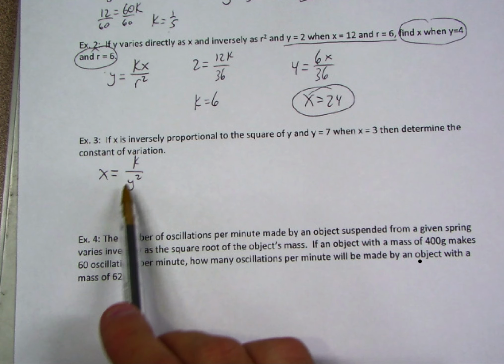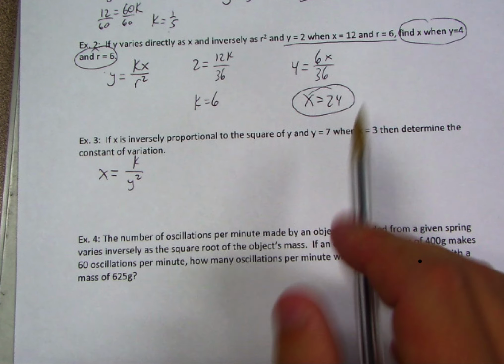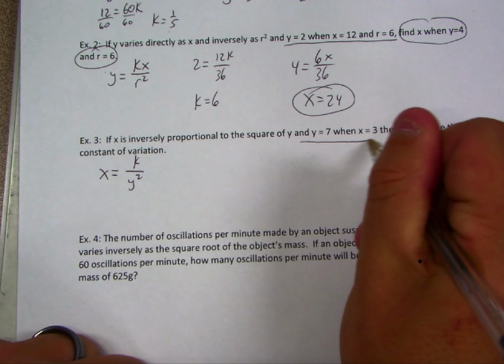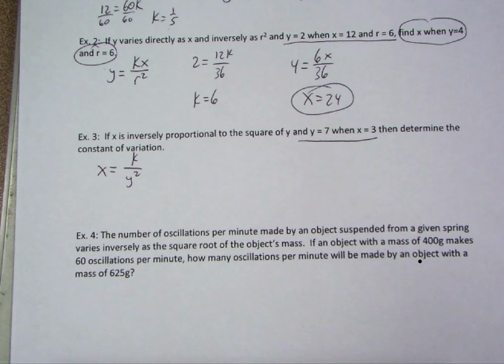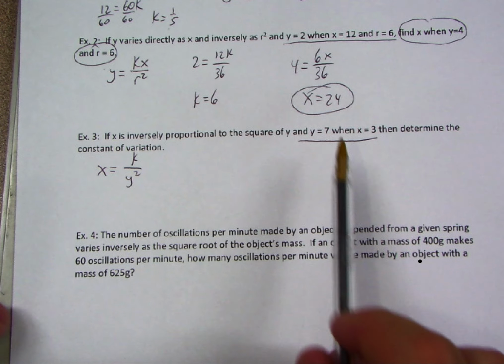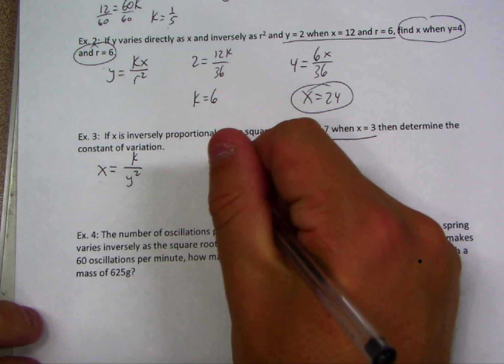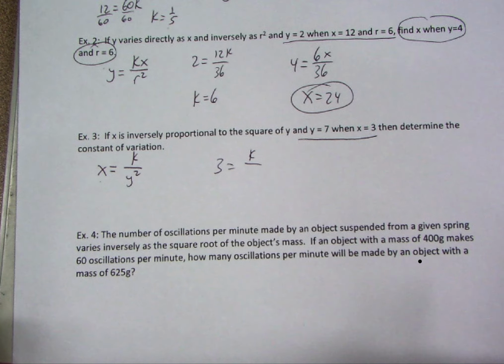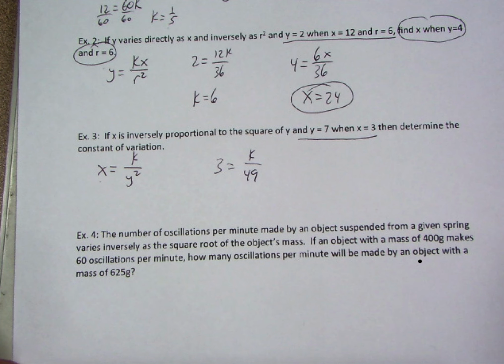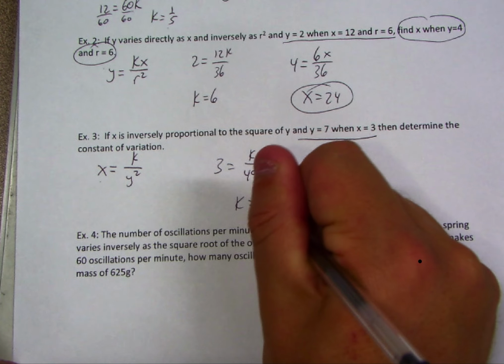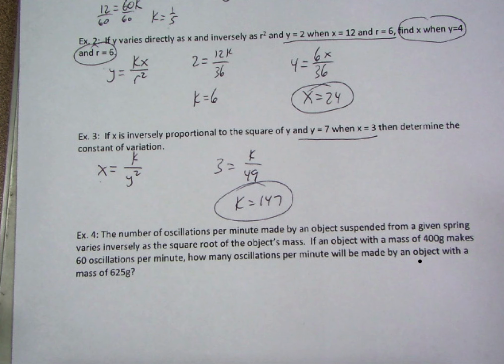So here's our equation. It says y equals 7 when x equals 3. Determine the constant of variation. So this one's nice because this just wants us to find k. It doesn't even want us to use it, so that's really good. So X is 3, Y is 7, so 49. So K is 147. And we don't even have to use it.